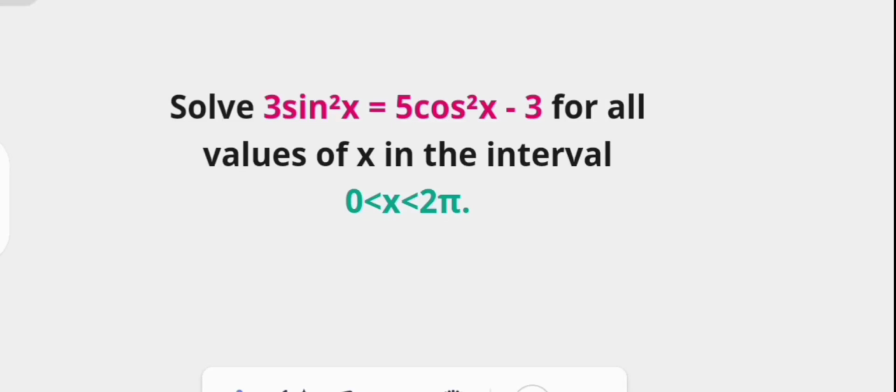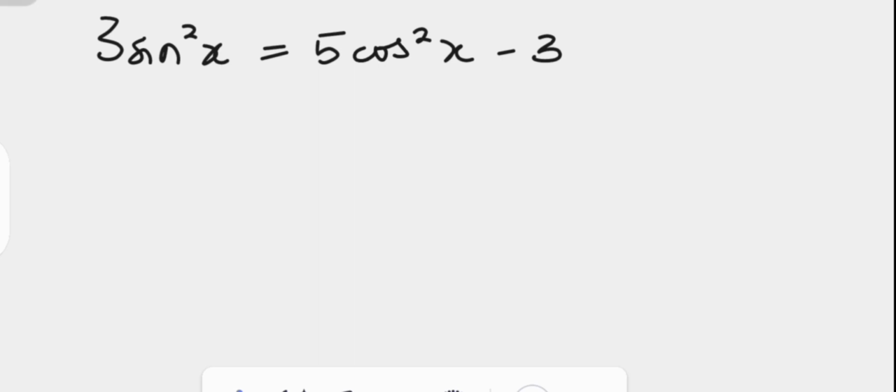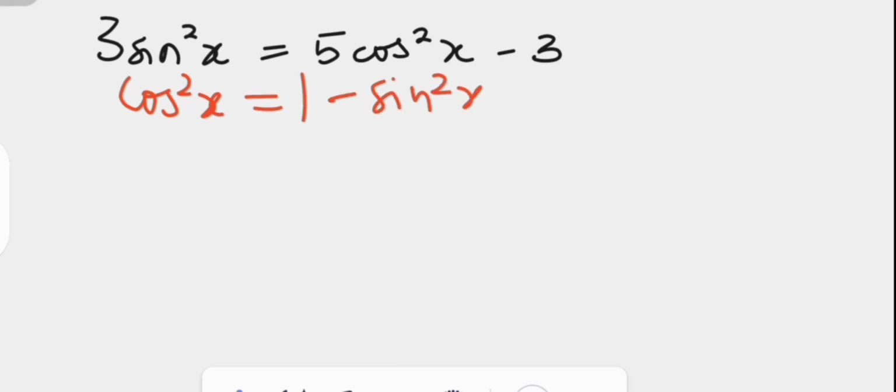Good day to you. In this tutorial, we want to solve 3 sine square x equals 5 cos square x minus 3 for the values of x lying in the interval 0 less than x less than 2 pi. To solve this, remember the relation cos square x is 1 minus sine square x.